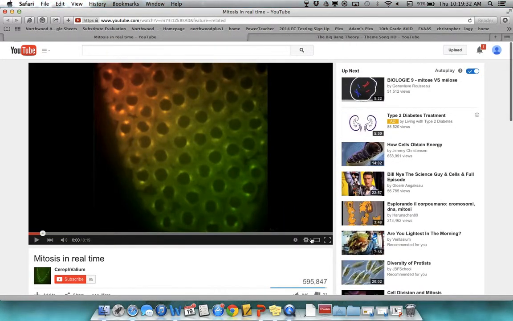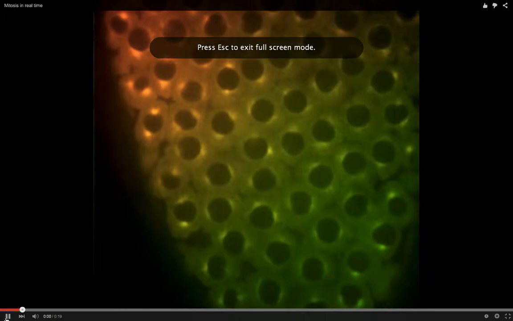This is showing a bunch of cells doing it at once. This one's pretty quick, 19 seconds, okay? So all these cells are going to do it at once, which is pretty cool. All right.